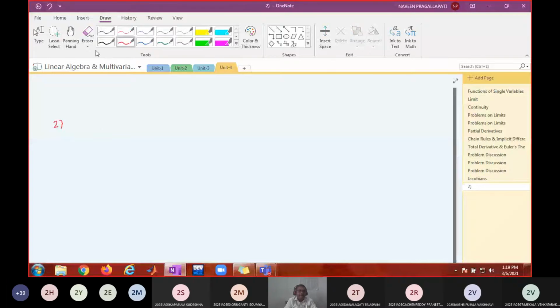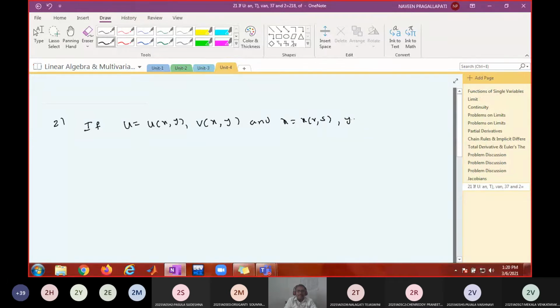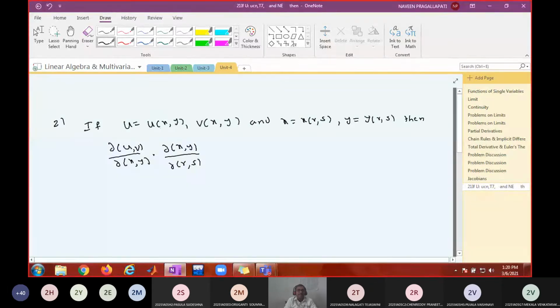Second property. If u is a function of x and y, v is a function of x and y, and x and y are functions of r and s, then what can you say about ∂(u,v)/∂(x,y) into ∂(x,y)/∂(r,s)? Can you tell me?